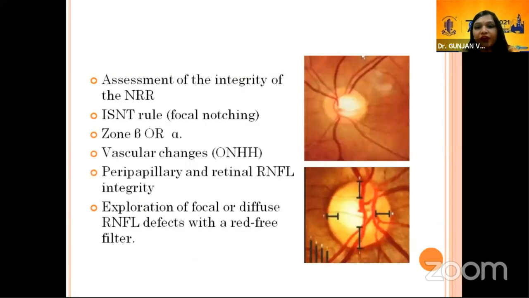When we want to find out a glaucoma suspect or we want to go for early diagnosis, we should always be checking whether the ISNT rule is followed or not, and we should always be checking for retinal nerve fiber layer defect. Explore for focal or diffuse RNFL defect if it is possible with indirect ophthalmoscopy. If not possible, then do fundus photo with a red-free filter, and you can easily pick up these defects.